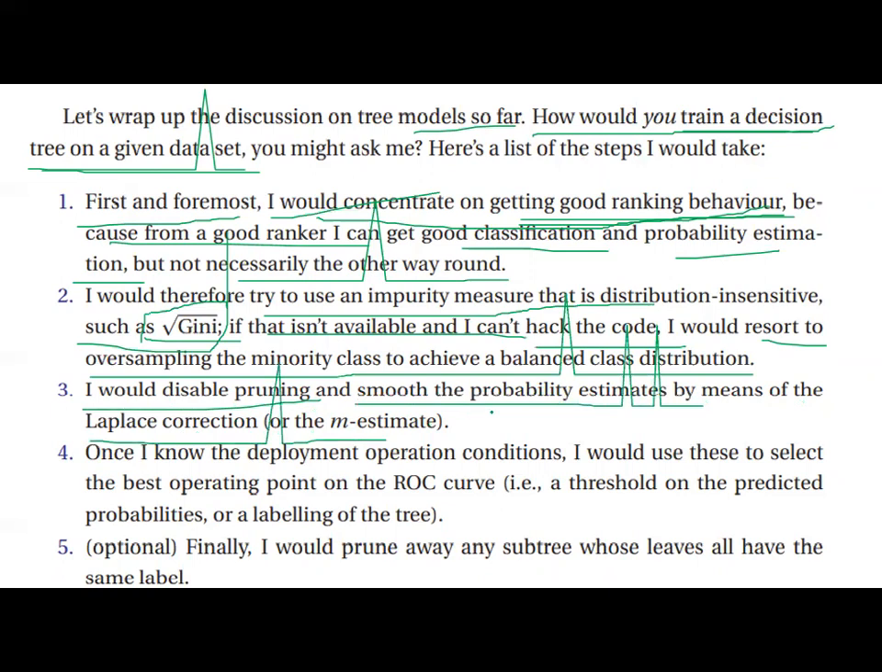After the probability estimation is smoothed by Laplace corrections, once I know the deployment operating condition, that is when you have the test data, I would use it to select the best operating point on the ROC curve by applying a threshold. Then I would prune away any subtree whose leaves have the same label.